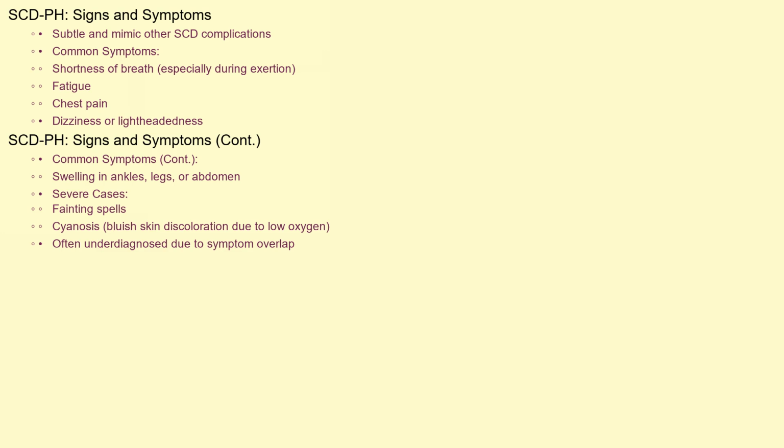The signs and symptoms of SCD-PH can be subtle and often mimic other complications of sickle cell disease. Common symptoms include shortness of breath, especially during exertion, fatigue, chest pain, dizziness or lightheadedness, and swelling in the ankles, legs, or abdomen. In more severe cases, patients may experience fainting spells or cyanosis, a bluish discoloration of the skin, indicating low oxygen levels in the blood. Because these symptoms can be easily attributed to other conditions, SCD-PH is often underdiagnosed.